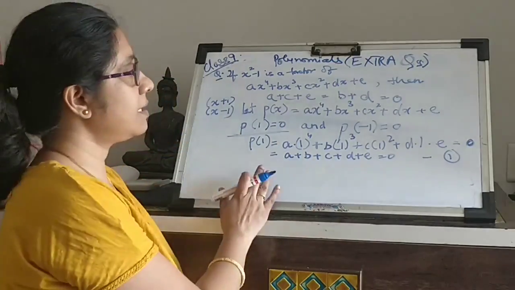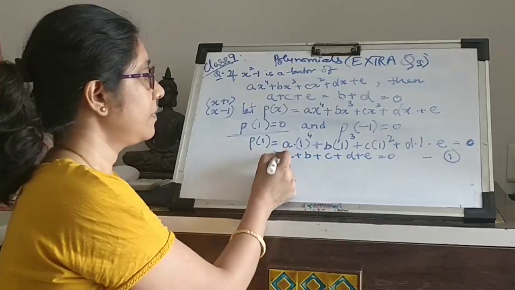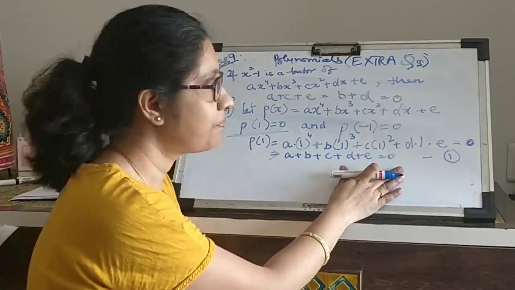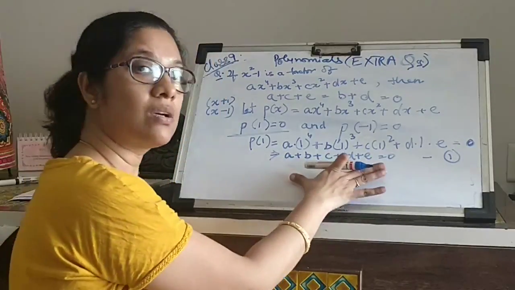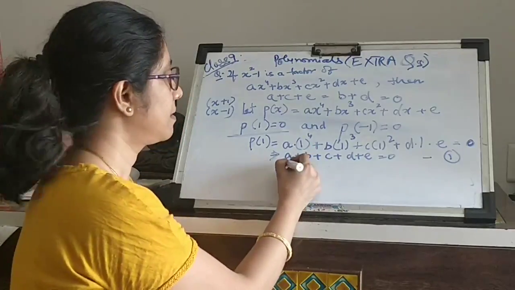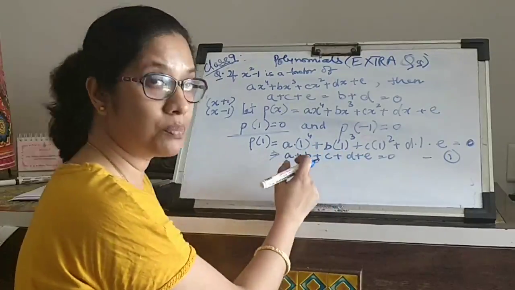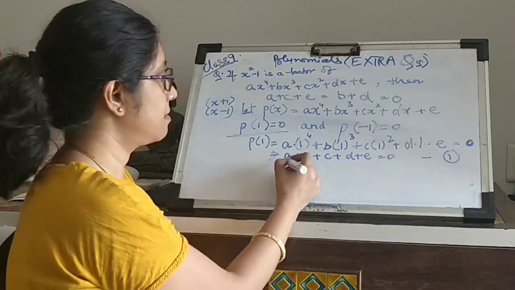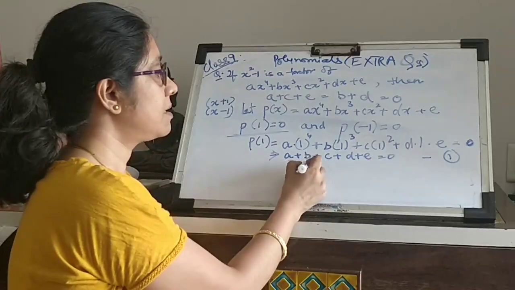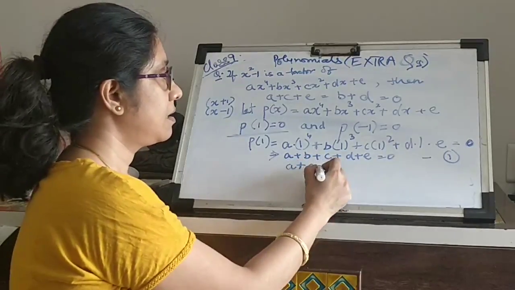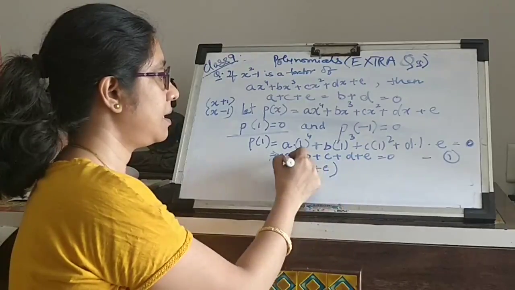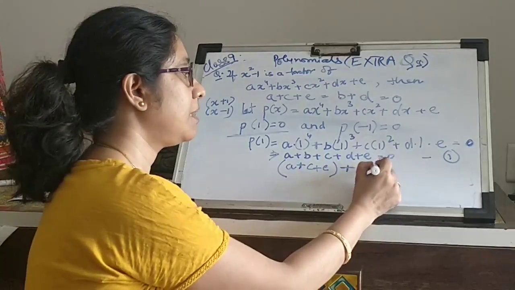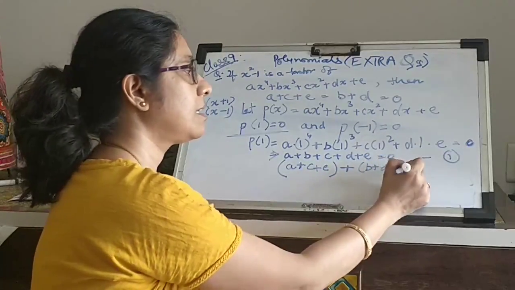Okay? So what I understand is the sum of A plus B plus C plus D plus E is 0. Okay? Which I can also write, by simply regrouping, as we had studied associativity rules in younger classes, as A plus C plus E plus B plus D equals 0.